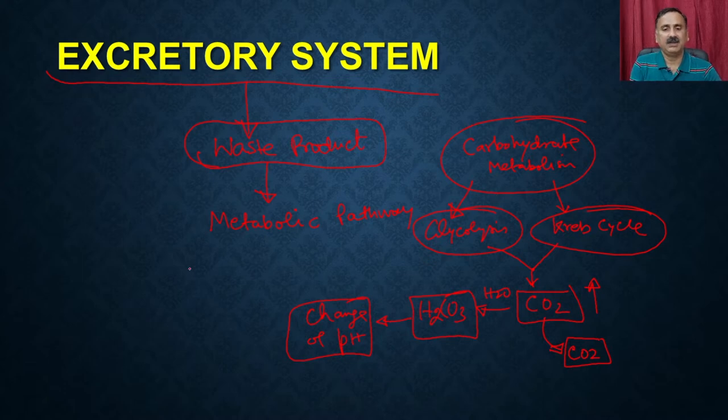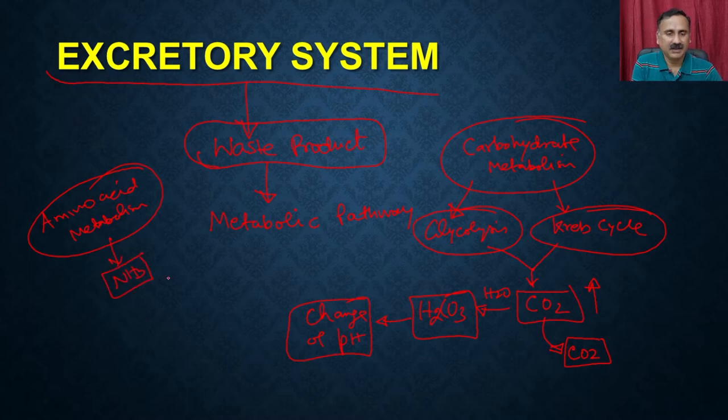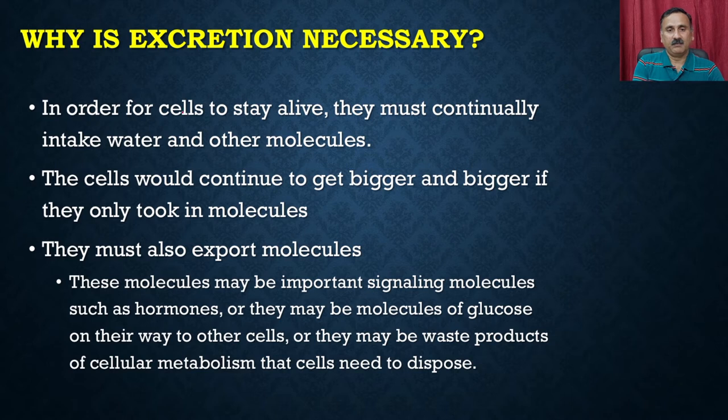Similarly, we can have the amino acid metabolism. The amino acid metabolism generates a large quantity of ammonia, right? And that ammonia is also very toxic, and it also has to be removed from the circulation. So this is the reason why we have to study the role of the excretory system in the maintenance of homeostasis.